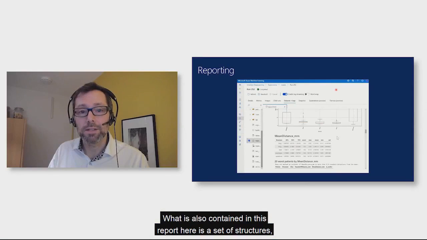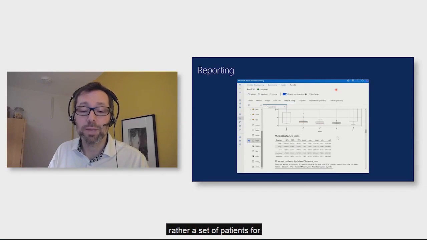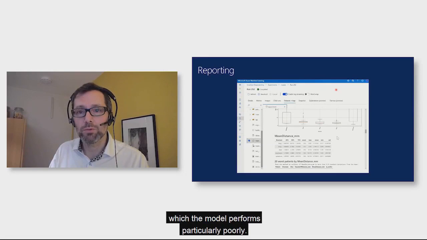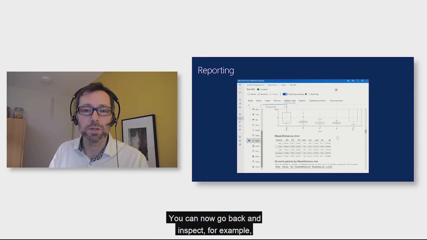What is also contained in this report is a set of structures, or rather a set of patients, for which the model performs particularly poorly. So you can now go back and inspect, for example, the ground truth for some of the patients.